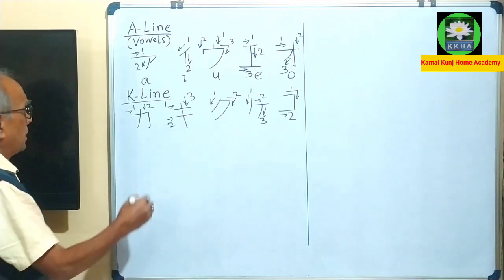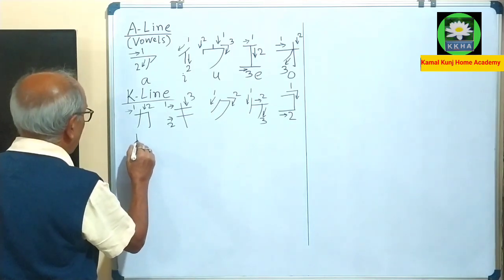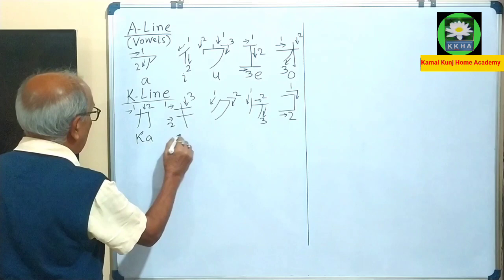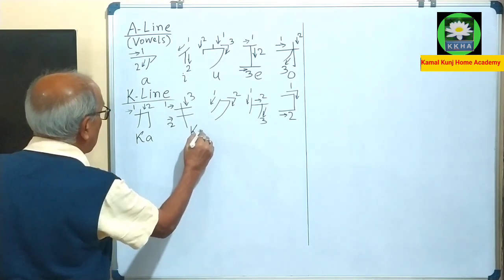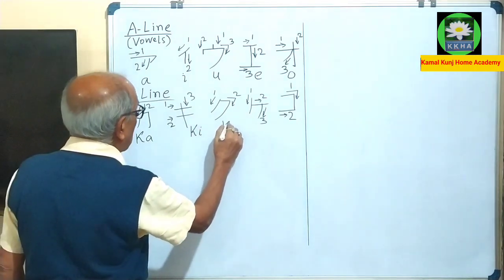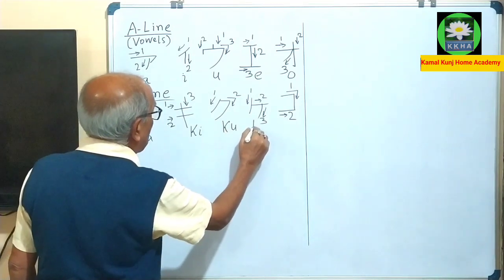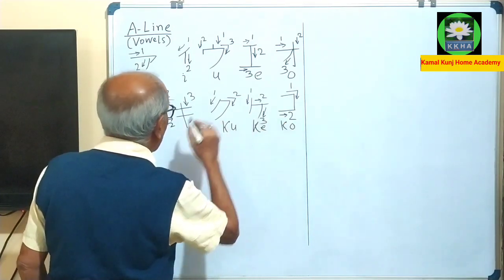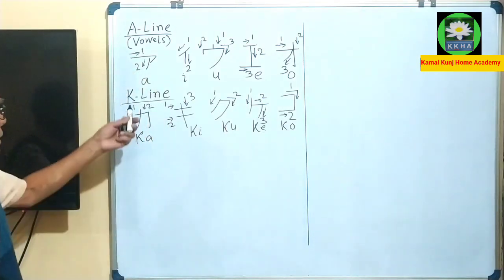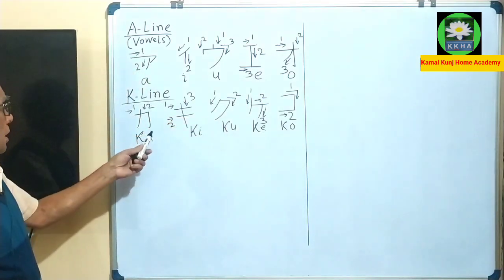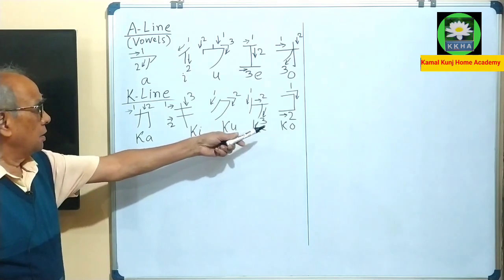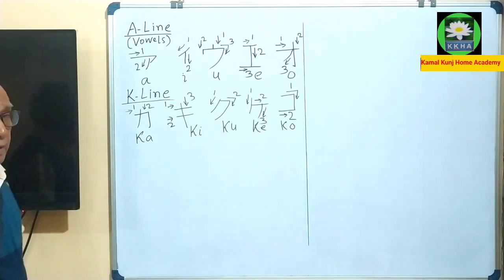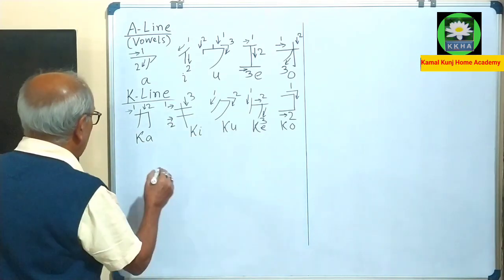These are pronounced as ka, ki, ku, ke, and ko. K line katakana: ka, ki, ku, ke, ko. Next is S line katakana.